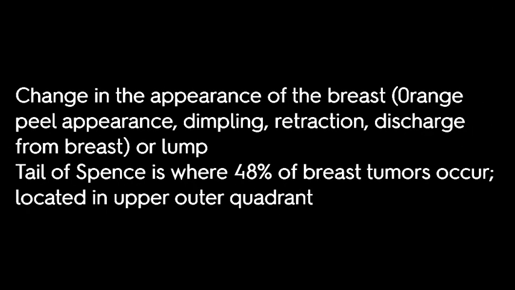Breast cancer signs and symptoms: change in the appearance of the breast or lump. Tail of Spence is where 48% of breast tumors occur, located in the upper outer quadrant.